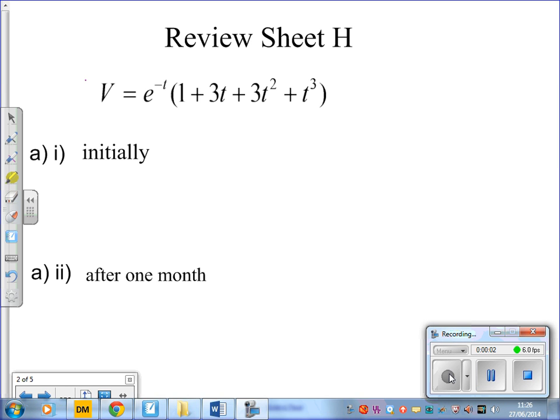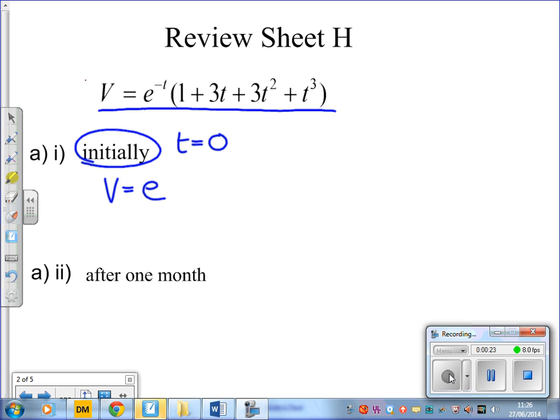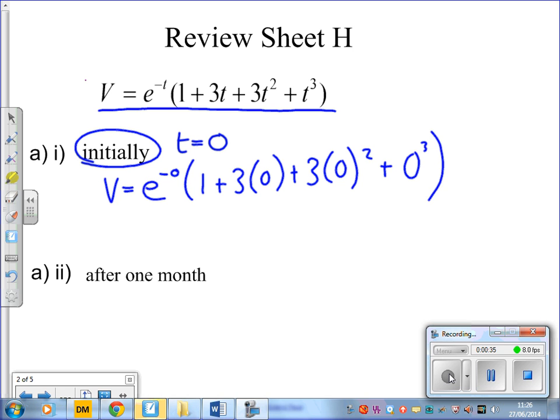Review sheet H. We're asked to find in A part 1 the value of the investment, so we're going to use this equation that we're given at the top. It says initially, telling us right at the start, so t equals 0 is the substitution we make in. So we end up with v equals e to the minus 0, 1 plus 3 times 0 plus 3, 0 squared, 0 to the power of 3.